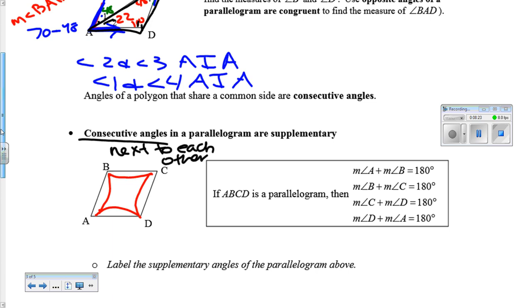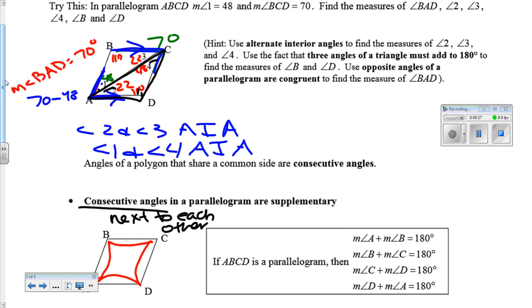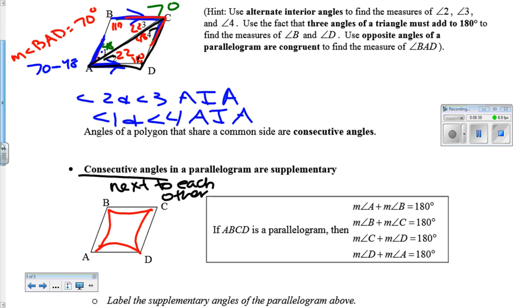They're supplementary. Going back to this diagram, I could have used that to help me. Okay, if I knew that this whole big thing was 70, I just subtracted that from the 180 to get my 110. Okay? So opposite angles are congruent. Consecutive angles are supplementary.